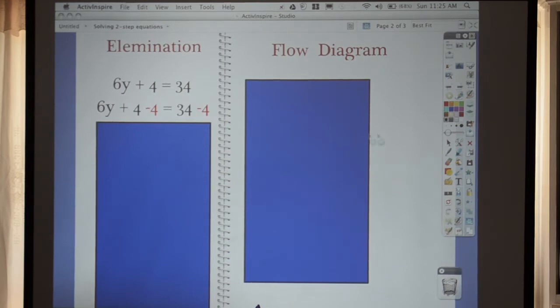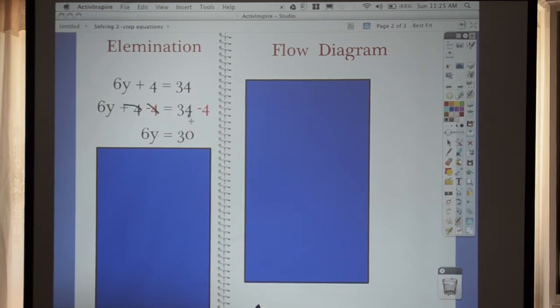So now these two numbers will cancel out each other. What are we left with? We are left with 6y equals 30 because 34 minus 4 is 30. And that ends the first step of the problem.